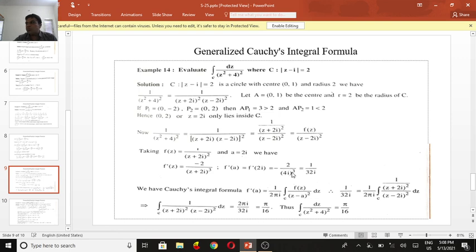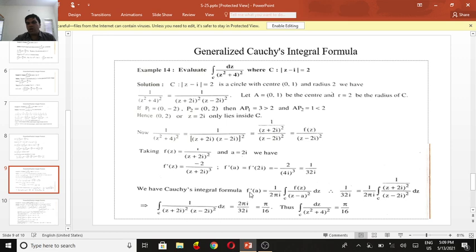Now i cube is minus i, and 4 cube is 64. Dividing by 2, the minus i and minus sign cancel, and we get 1 divided by 32i.